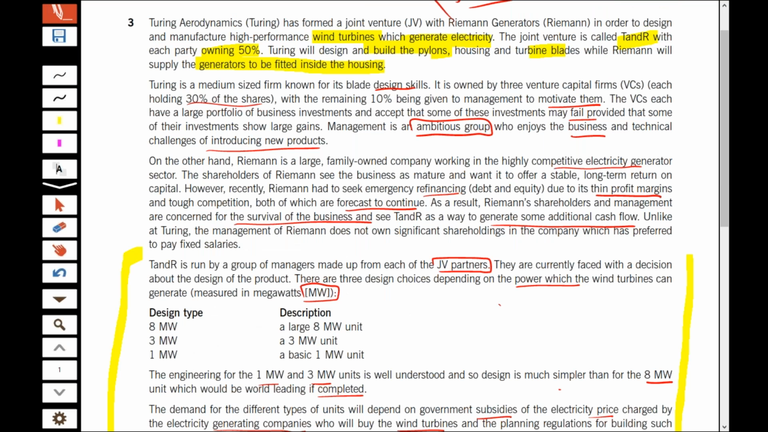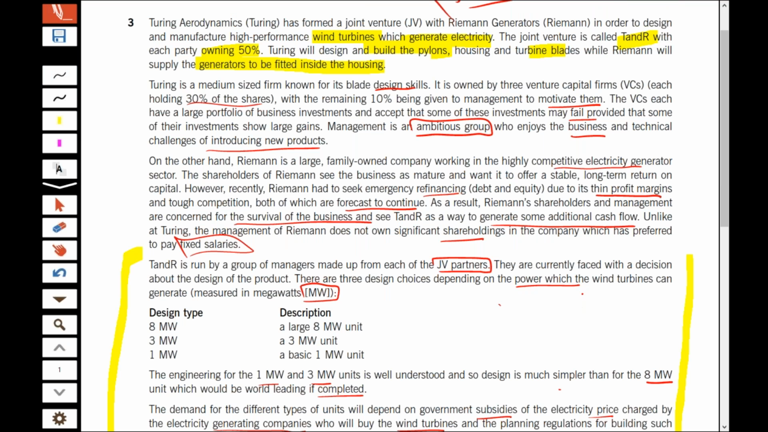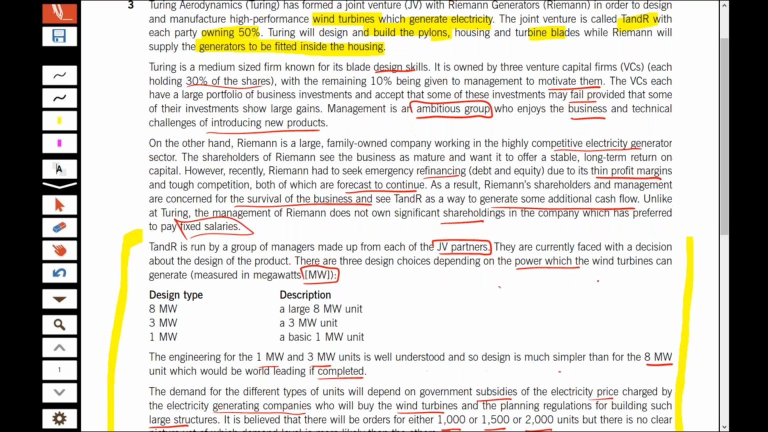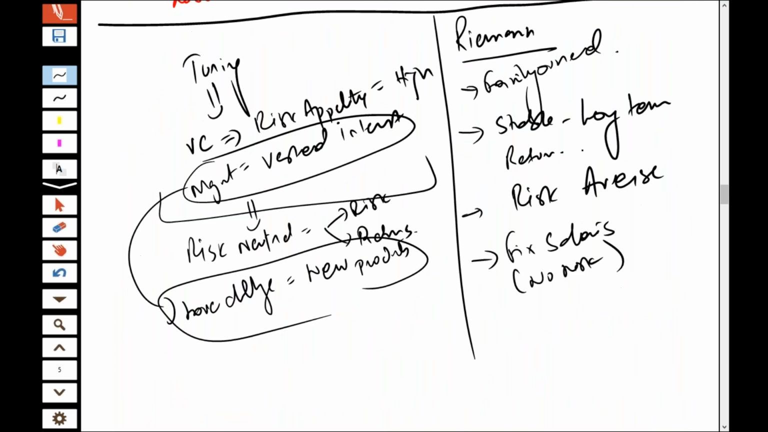Now what does it say? It says that unlike at Turing, the management does not own significant shareholding in the company, which has preferred to pay fixed salaries. Fixed salary would mean that there is no risk that they take. It says T&R is run by a group of managers made up of JV partners. They are currently faced with a decision of so and so. Now, what exactly are we going to do?